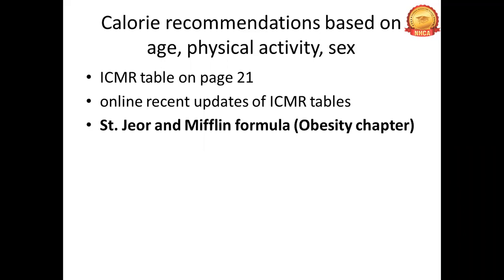Then coming to the St. Joer and Mifflin formula, that is in the obesity chapter, Diet in Obesity. I'll show you the page number. It's 302. Those who have the textbook, page number 302.